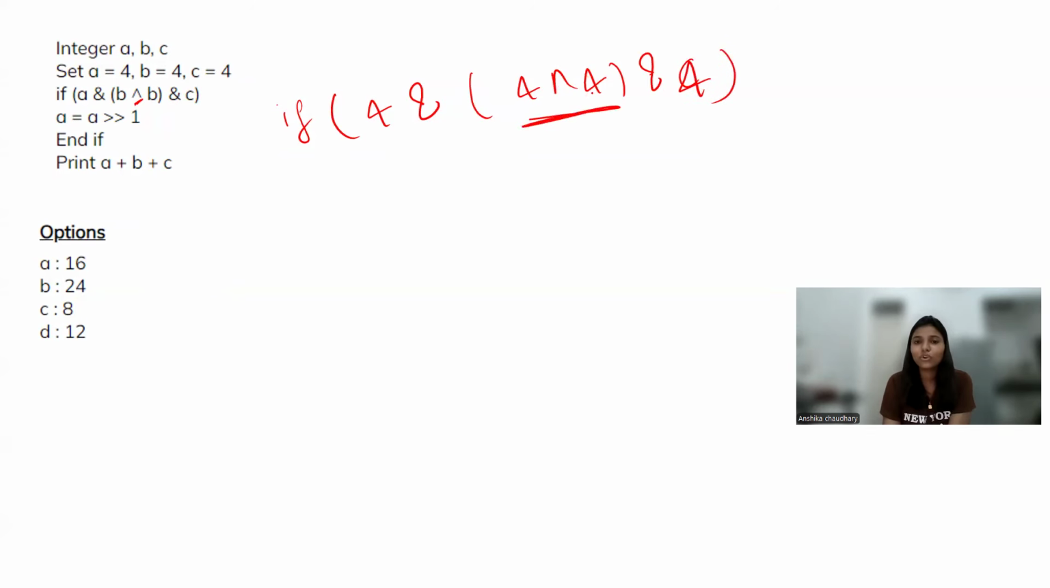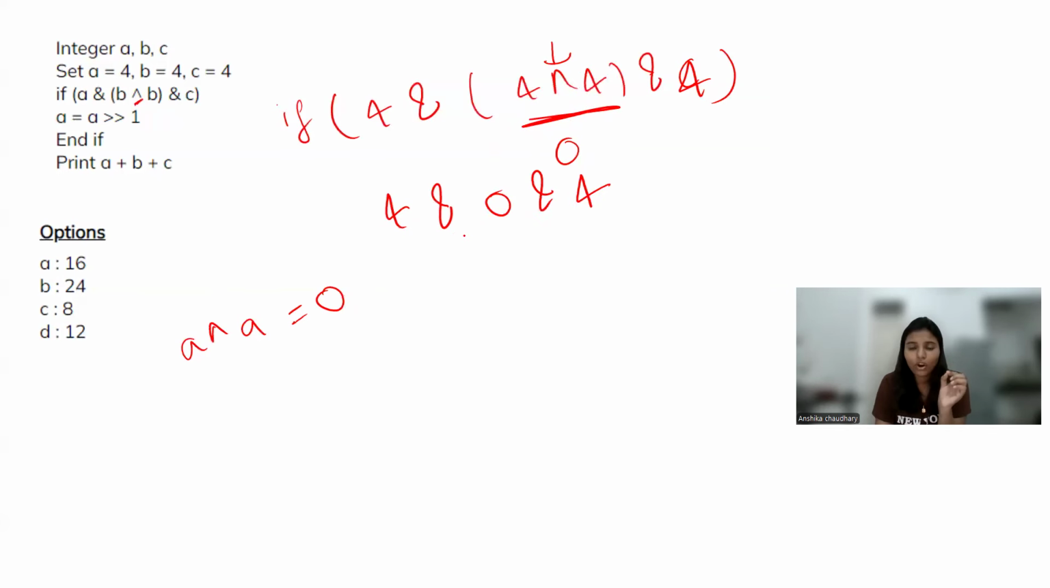Let's solve 4 XOR 4 first. As this is bitwise, we would need to convert them into binary, but here we don't need to, because there is a short trick for the XOR operation. If you have to find A XOR A, it will always be 0. That means if both values are the same and you find the XOR, the answer will be 0 only, right? So it will be 4 AND 0. The truth table of AND says that if any operand is 0, the whole result will be 0. So this condition will be false.